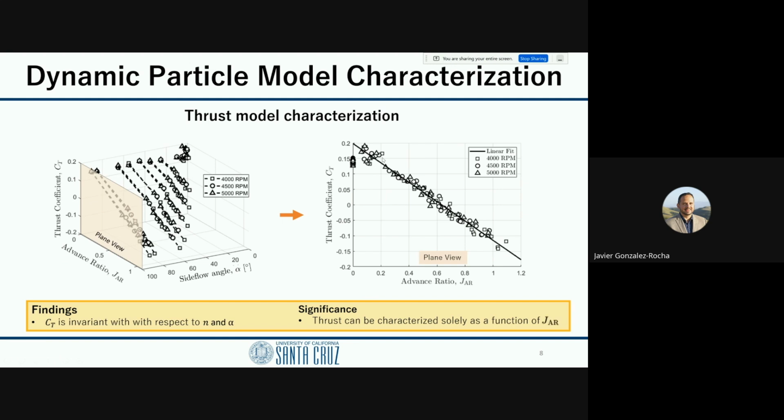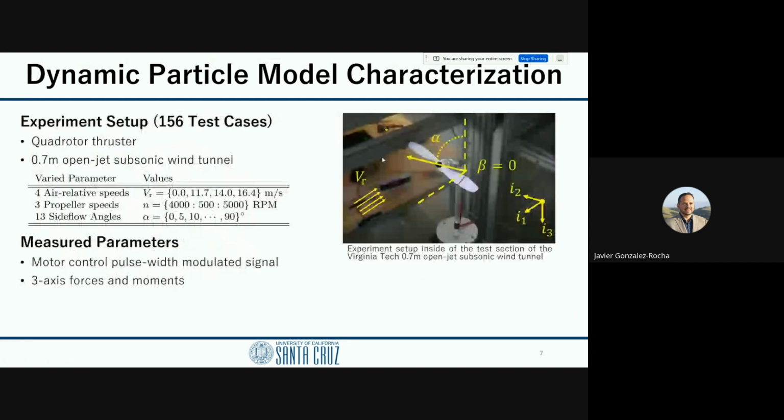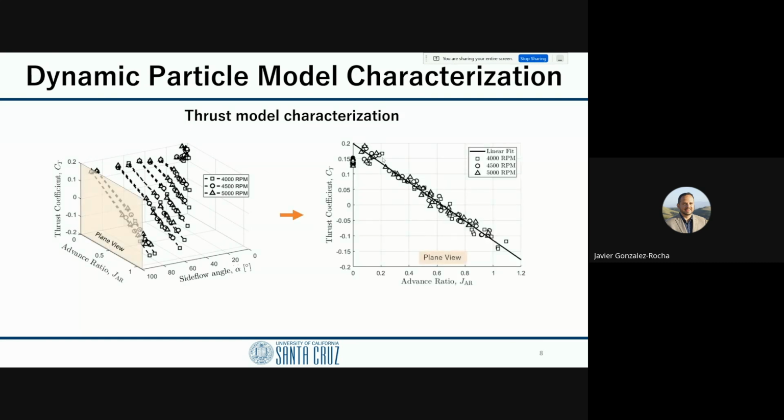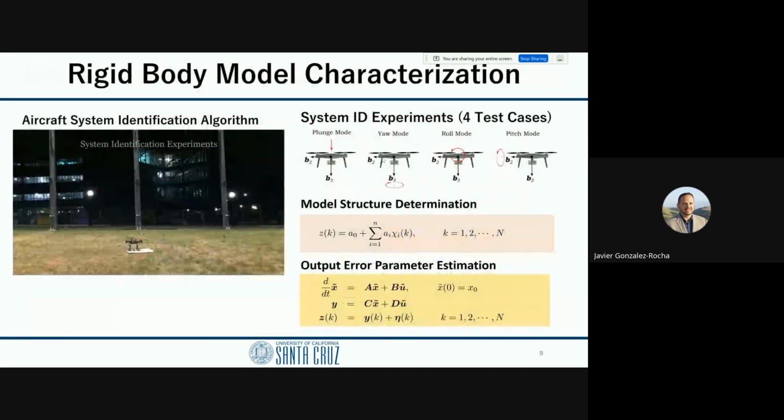One of the things I didn't mention that I just want to highlight is that it's 156 experiments, right? So to characterize the second model is just a tremendous increase in effort to generate that model. Now, the third model, which we call the rigid body model, uses system identification. And essentially, system identification is data-driven parameter estimation, right?